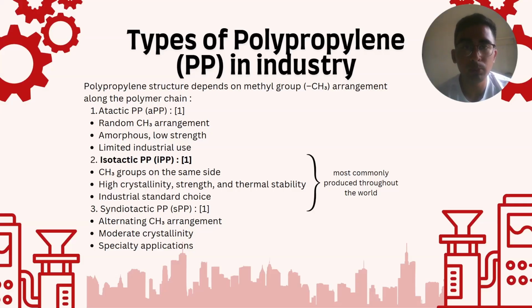Let's look at the types of polypropylene in the industry currently. So there are three main types. The first is the atactic PP, secondly is the isotactic PP, and thirdly is the syndiotactic PP. So we will be choosing the isotactic PP because it is the most commonly produced throughout the world.